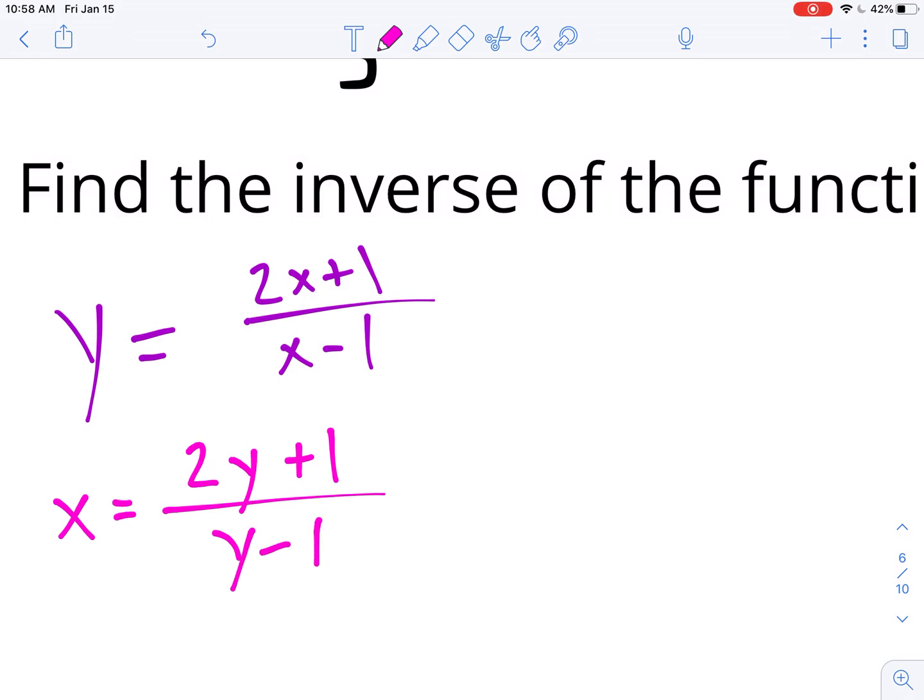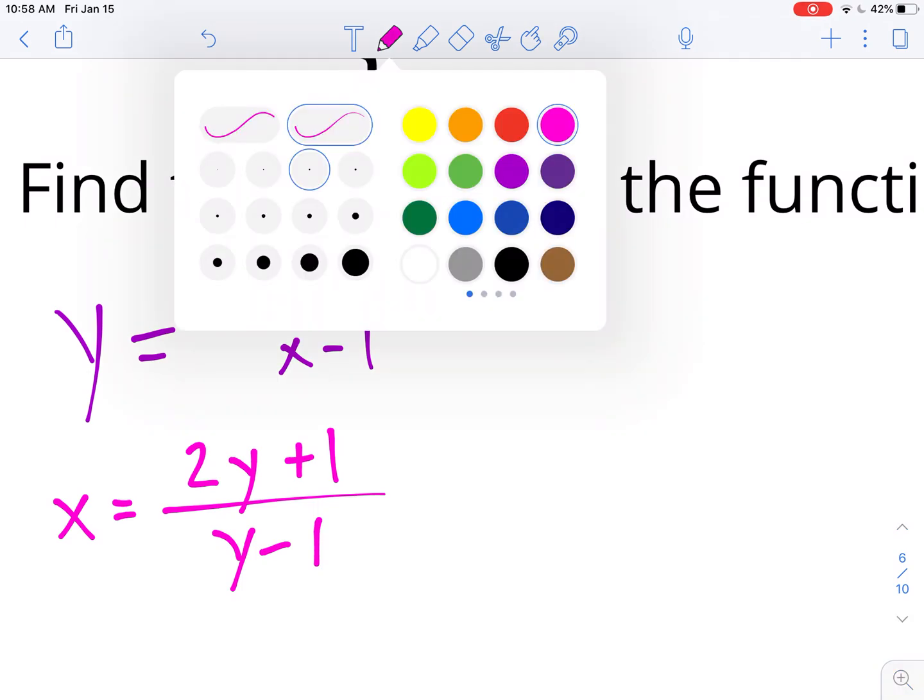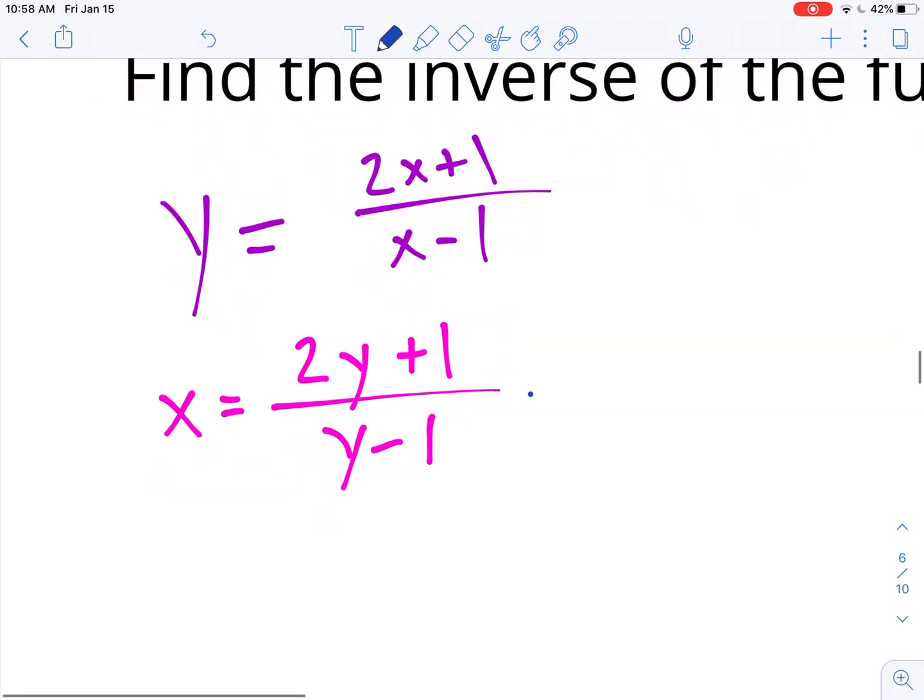Cool. Now I'm going to isolate y. Isolating y in this case is quite a bit more difficult than isolating y in the previous case because I've got two y's and one's in the denominator and one's in the numerator. So I have a process for this. What I do is I multiply both sides by y minus 1 just like I normally would.